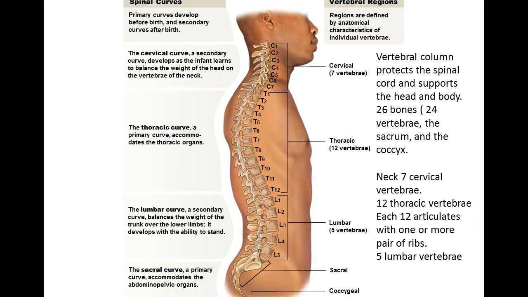There is a way to remember the 7, 12, and 5: you eat your breakfast at 7, your lunch at 12, and your dinner at 5. If you remember that, then not only will you remember how many are in each area, but you'll also remember the areas correctly from superior to inferior.